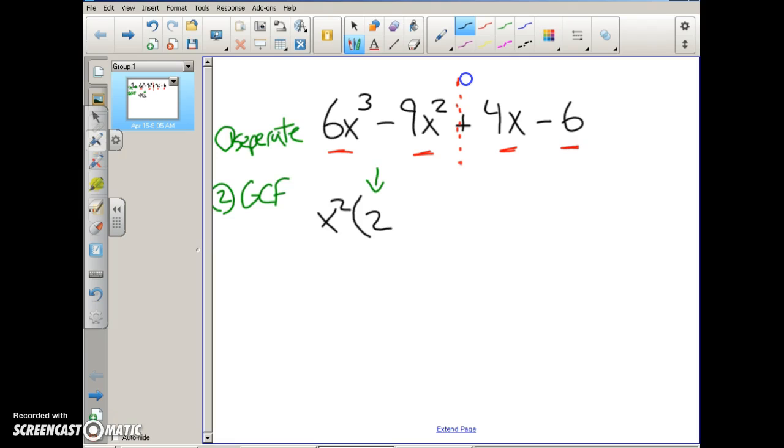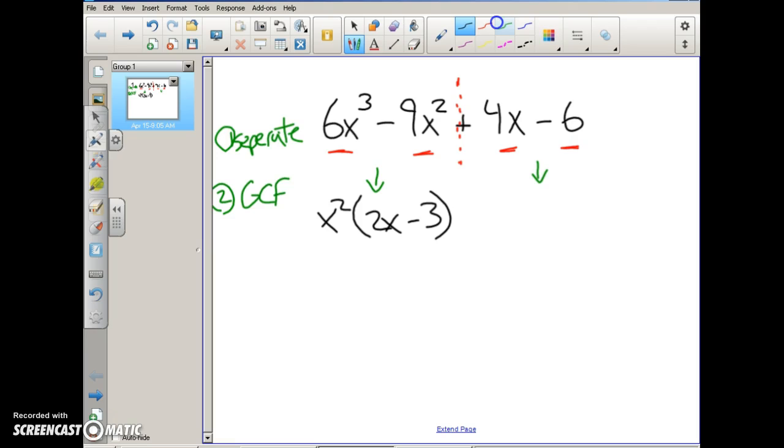I have a 2x from the 6x cubed, and then I have a 3 left from 9x squared. Okay, so that is that side. Now we will complete the other side. So again, over here now, pull this down.